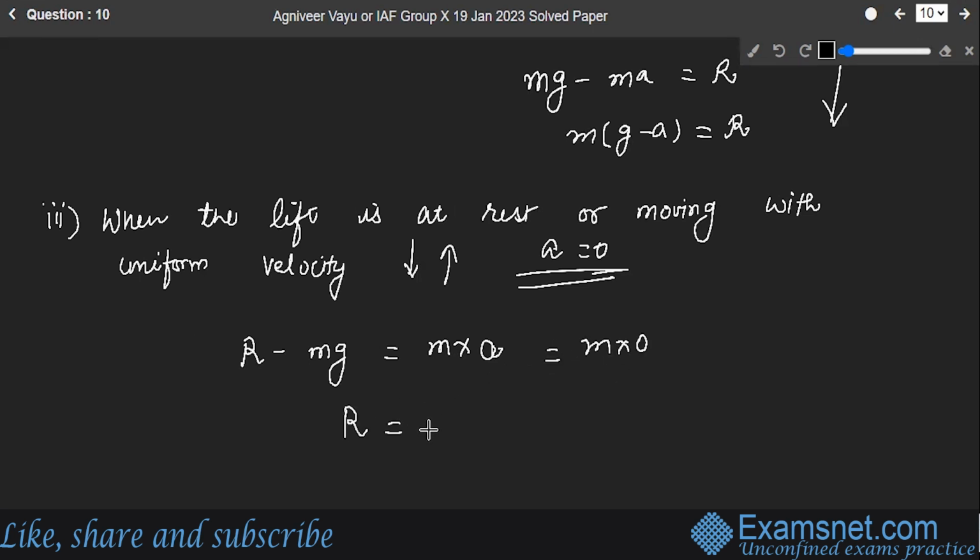That means R minus mg is equal to 0, or you can say R is equal to mg. So in this case, the apparent weight is equal to the actual weight. Thus, the apparent weight of the human being is equal to the actual weight when the lift is at rest or it is moving with uniform velocity.